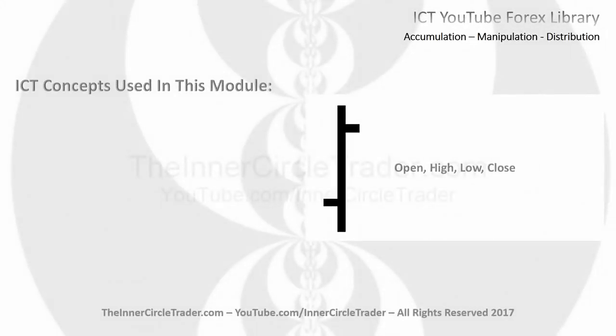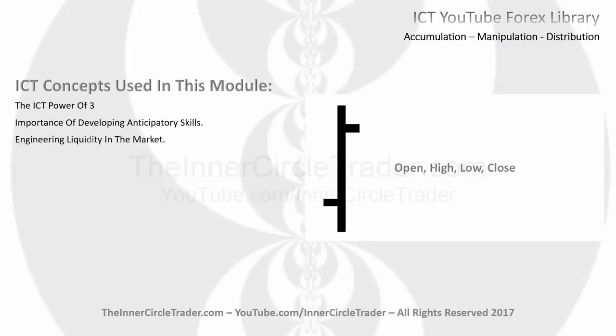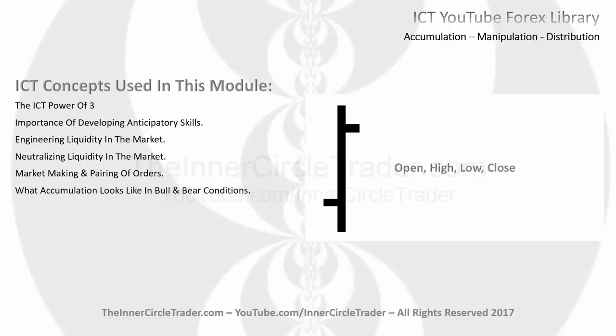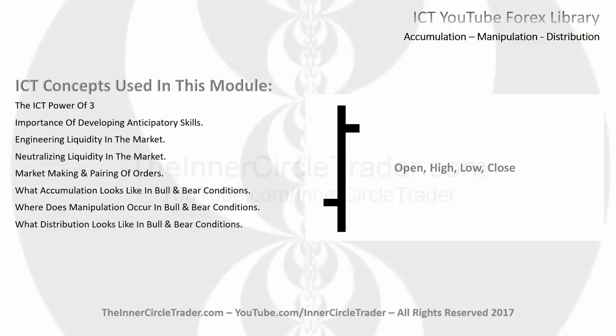The ICT concepts used in this module: the ICT Power of 3, importance of developing anticipatory price skills, engineering liquidity in the market, neutralizing liquidity in the market, making and pairing of orders, what accumulation looks like in bull and bear conditions, where manipulation occurs in bull and bear conditions, and what distribution looks like in bull and bear conditions.